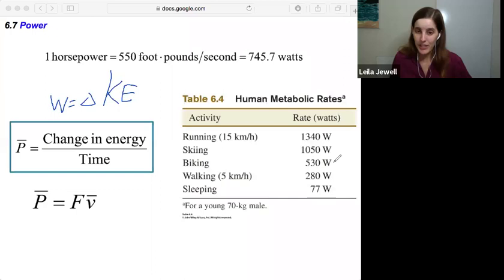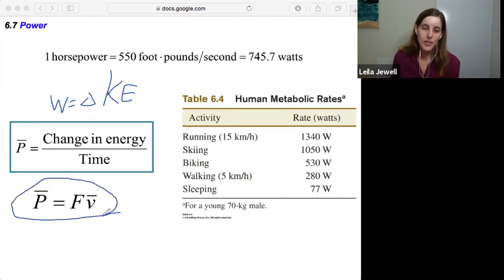Skiing, biking is significantly less, lower power rate, right? Walking, even lower, and even sleeping, there's still a metabolic rate, right? So even sleeping, you are still using energy in that moment. Another expression for power that's sometimes used is that the average power is the force times the velocity. So this comes from the definition of power being work over time.